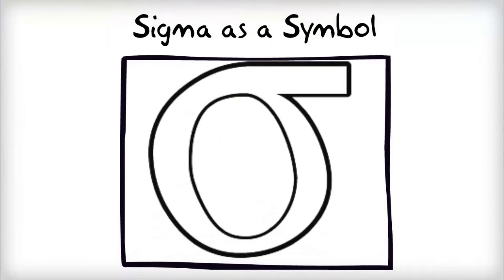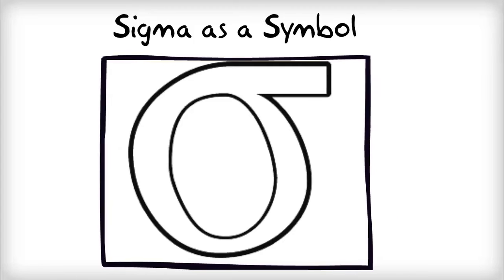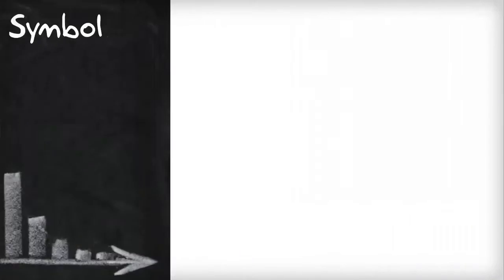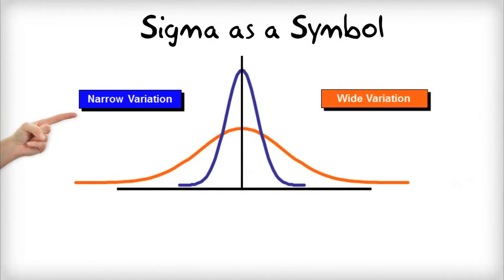Sigma is a Greek symbol that represents standard deviation, an important measure of variation. Variation designates the spread about the average of any process. Take a look at this picture. The blue line represents narrow variation, while the orange line designates wide variation. The less variation within a process, the more predictable the process is.